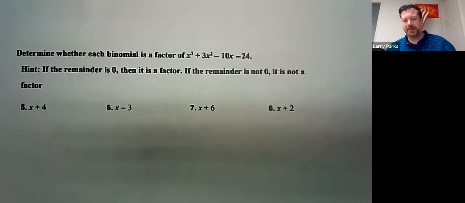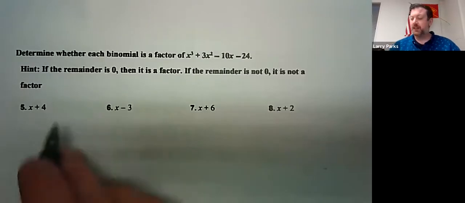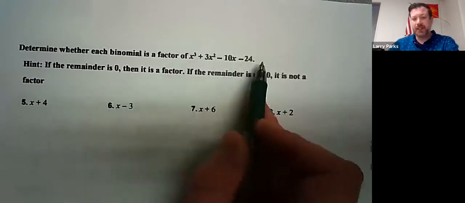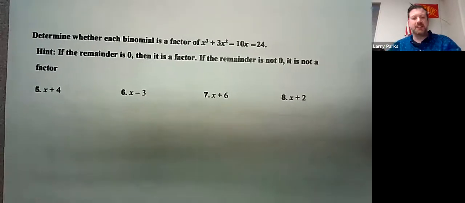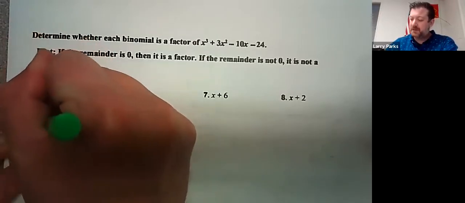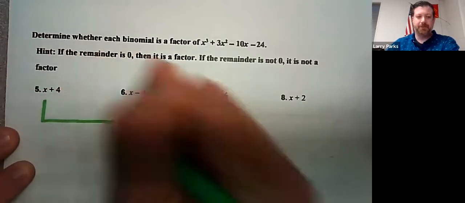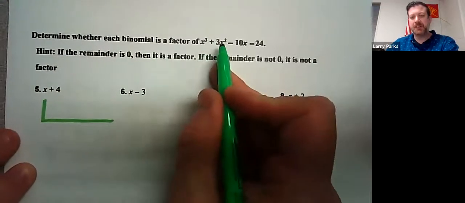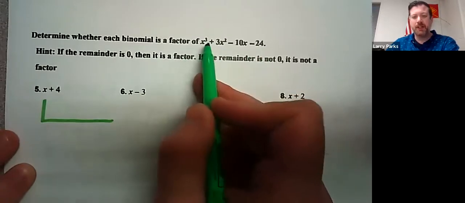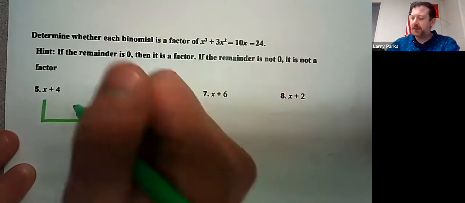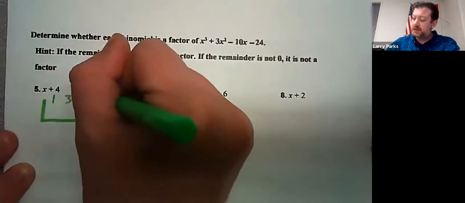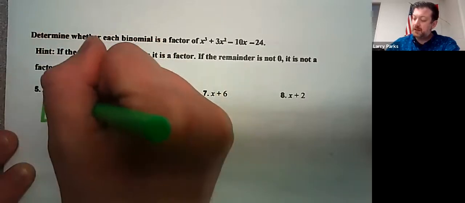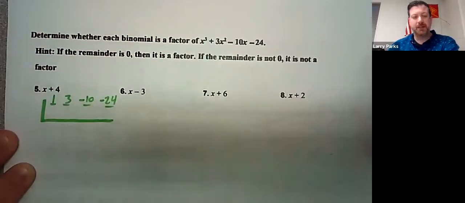All right, let's determine whether this binomial is a factor of this. So just to save time, let's do the first one. I am going to use synthetic division. And I notice it's to the third power. I have 4 terms. I copy down those coefficients: 1, 3, -10, -24.